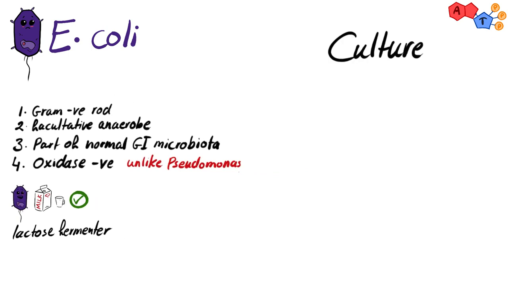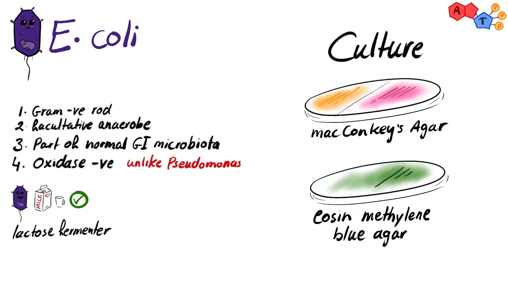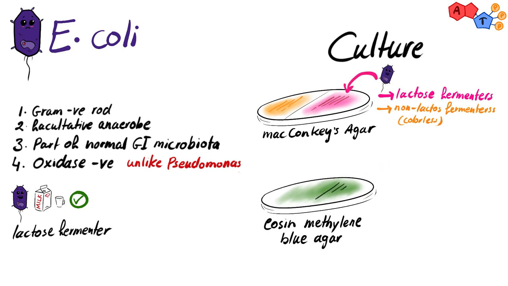To culture E. coli, we can use MacConkey's agar and eosin methylene blue agar. On MacConkey's agar, lactose fermenters will grow in pink colonies, whereas lactose non-fermenters will grow in colorless colonies. So, E. coli will grow in pink colonies. On eosin methylene blue agar, it produces a metallic green sheen. Now let's discuss its virulence factors.